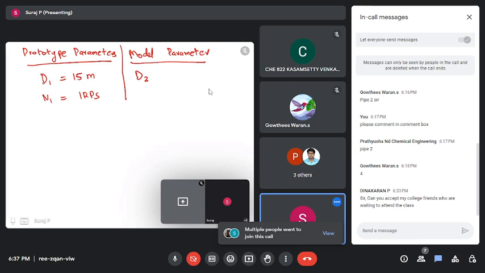So I am showing the last problem. This is the last problem. So Gautam, do you have any doubt in this?